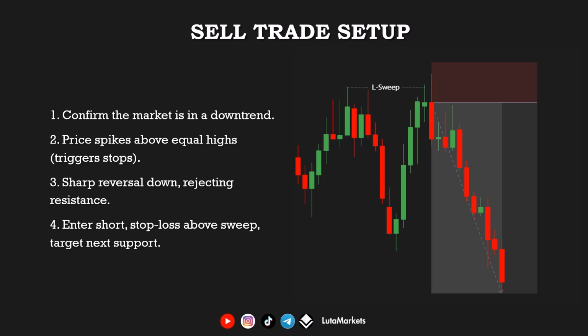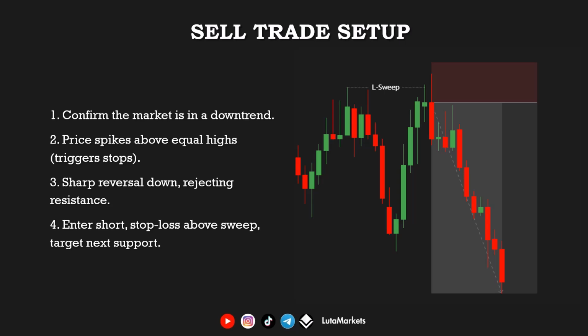Confirmation tip. A strong bearish engulfing candle after the sweep can signal a strong down move. The larger the bearish candle, the stronger the selling pressure. It's really that simple. But remember, always confirm it with market structure before jumping in. If you enter too early, you risk getting caught in another sweep. Be patient and wait for the right setup. Rushing in without confirmation can lead to losses.